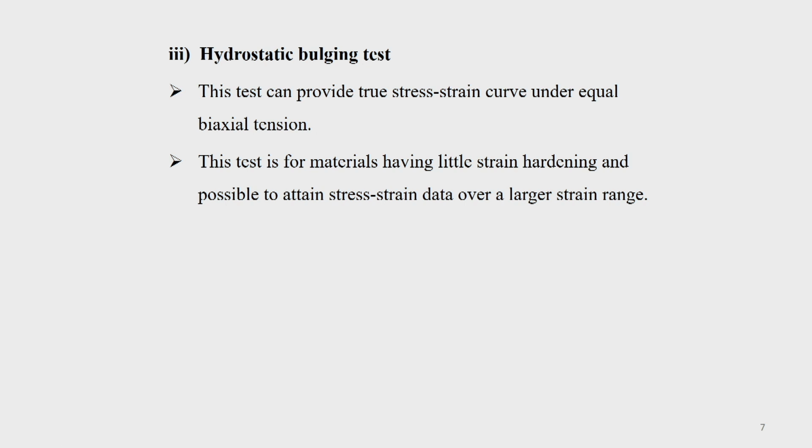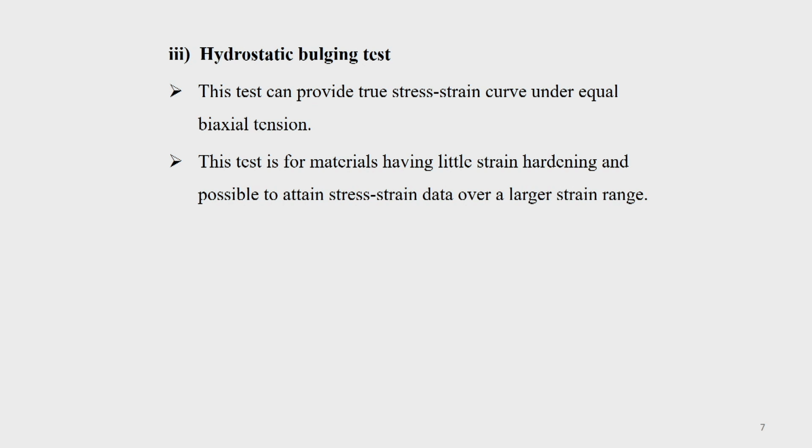Third is the hydrostatic bulging test. In this test, you have a sheet metal and with a spherical indenter you are pressing it in one direction, from the center, so that there will be a biaxial tension in all directions on the sheet metal. So the true stress strain curve under equal biaxial tension you will get. This test is for materials having little strain hardening, and it is possible to attain stress strain data over a larger strain range. Now, let us come to sheet deformation.